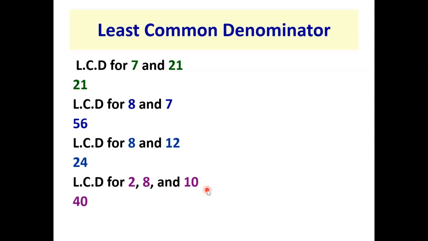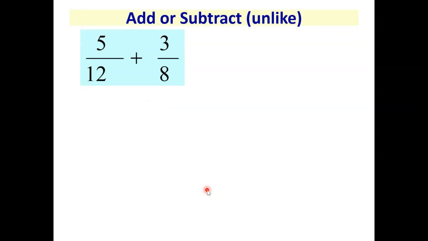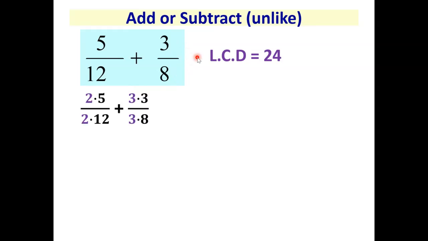Now let's look at the example of unlike denominators. Let's first try adding 5 over 12 plus 3 over 8. You should be able to find first the LCD for 12 and 8. So we already did that in a previous example, and the LCD should be 24. How do I make my denominators 24? You must multiply 12 here by 2 to get 24. You must do the same thing on the top. You must multiply 8 by 3 on the bottom. So you must do the same thing on the top. Let's look at that step.